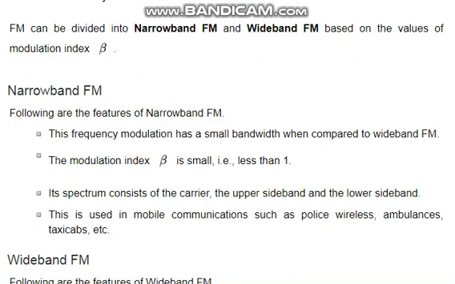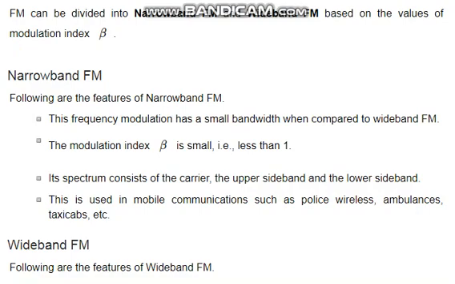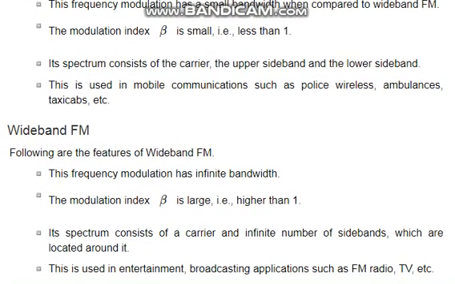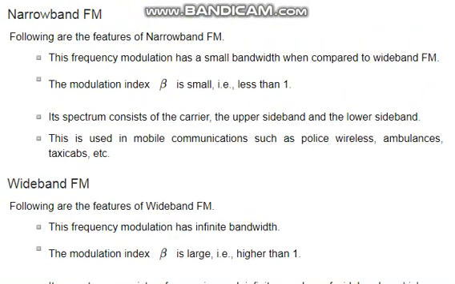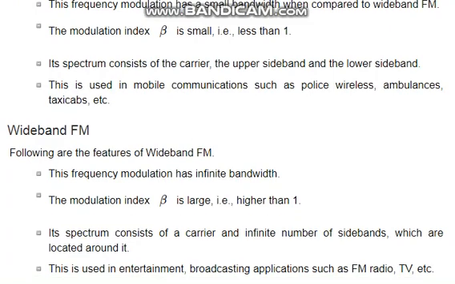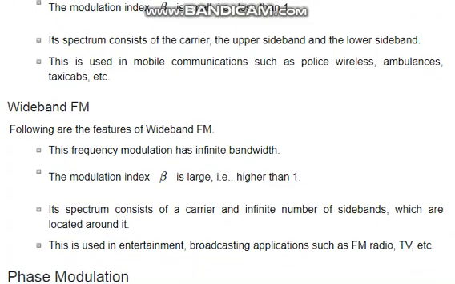So FM can be divided into narrowband FM and wideband FM based on the value of the modulation index beta. So there are some properties of narrowband FM and wideband FM. Narrowband FM has a small bandwidth compared to wideband FM. The modulation index beta is small, less than 1. Its spectrum consists of the upper sideband and the lower sideband. It is used in mobile communications such as police, wireless, ambulances, taxi cabs, etc.